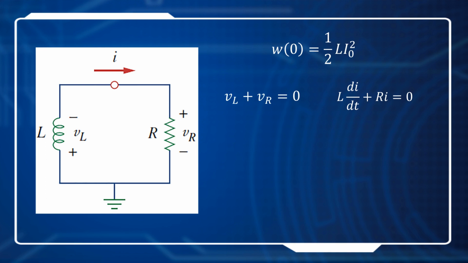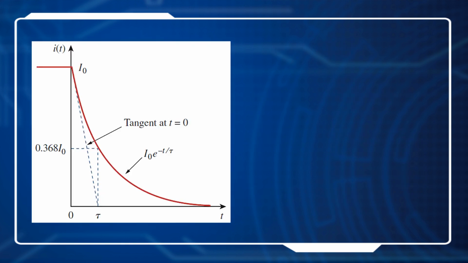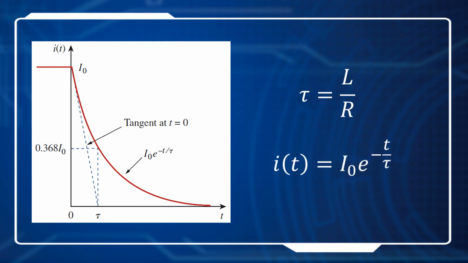And we can solve this equation by integrating both sides, and then we get the final solution i(t) equals I0 multiplied by e to the minus Rt over L power. And then we define the time constant of the RL circuit, tau equals L over R. So we rewrite the solution as i(t) equals I0 multiplied by e to the minus t over tau power.